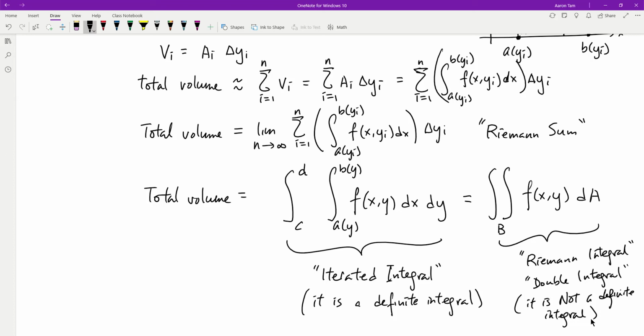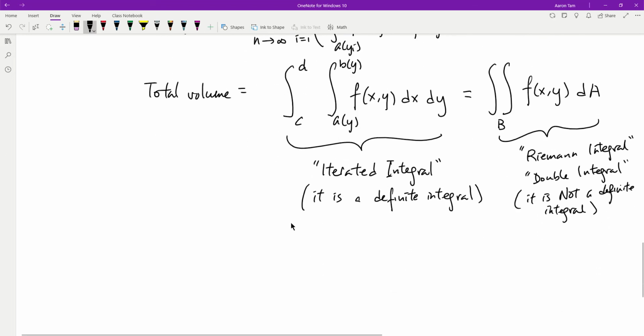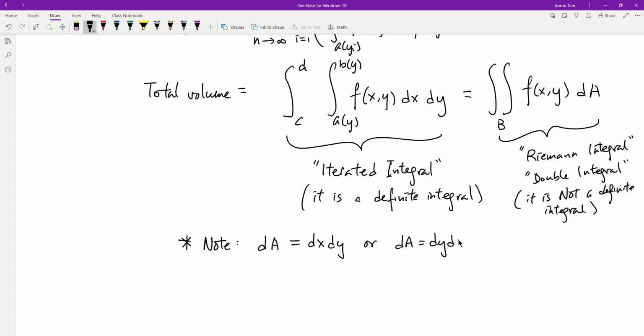Now, one thing extremely important is the following. Notice that dA, based on comparing these two expressions together, actually equals dx dy. Or, because of this multiplication here, dA can also equal dy dx. Which of these two ways is correct? They're both correct, but there is a difference when you put dx dy versus dy dx.